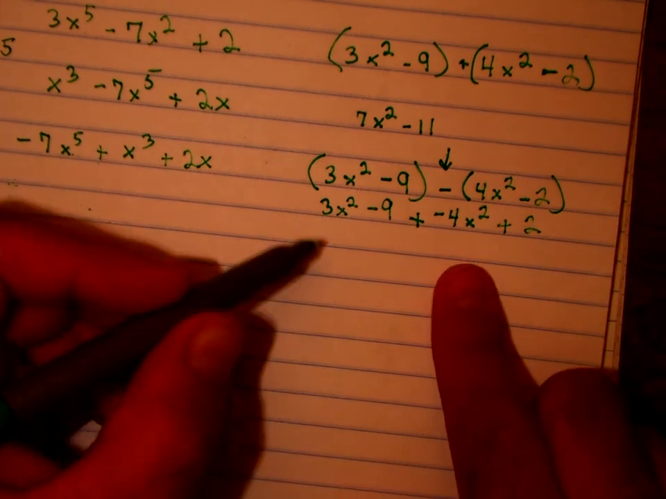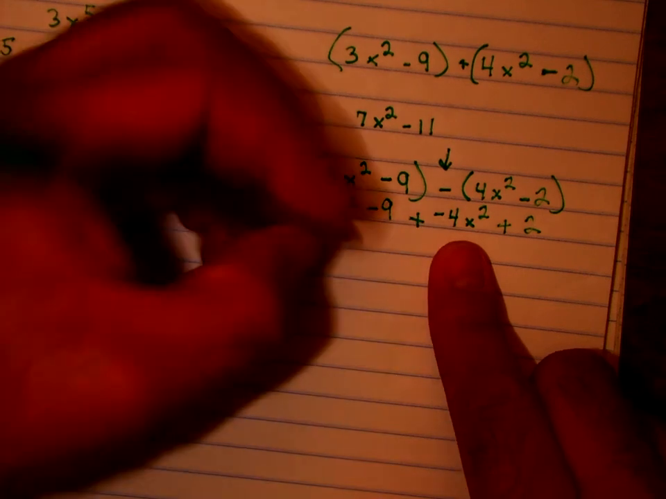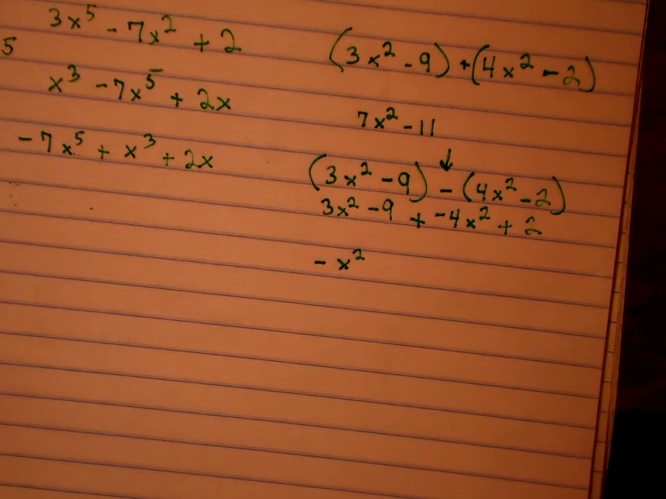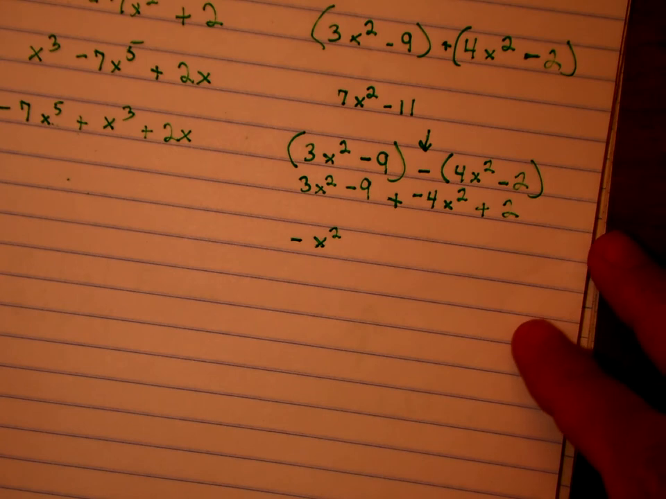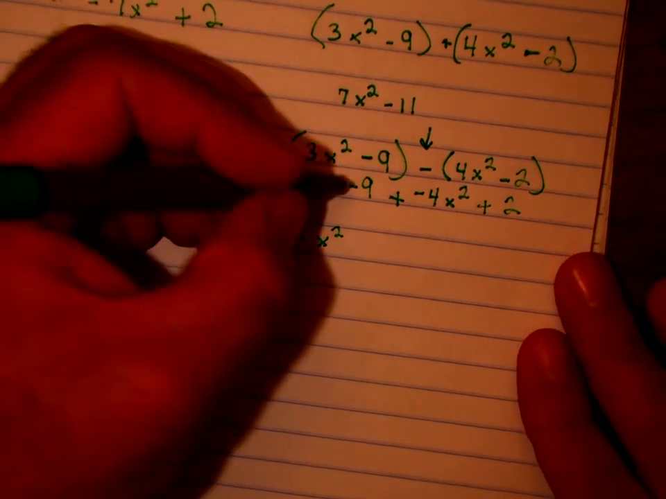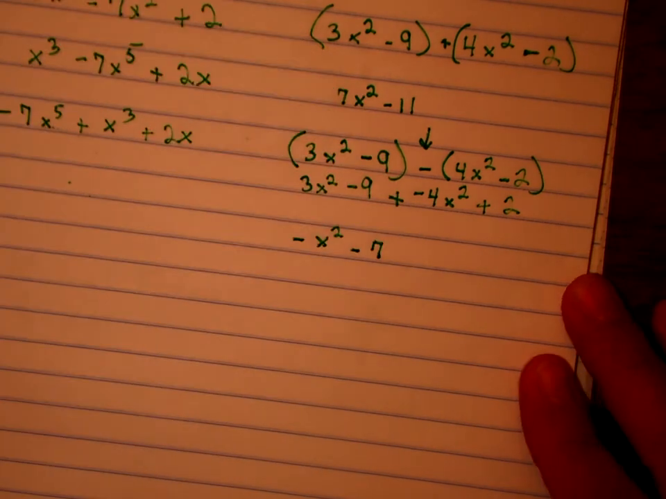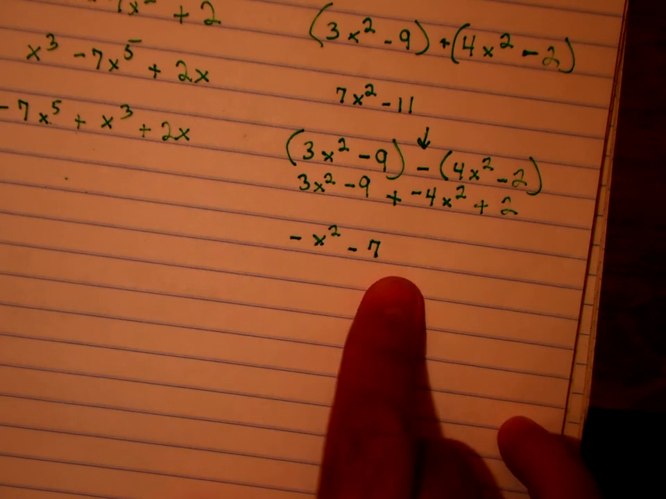So now I can go ahead and do my subtraction. 3x squared minus 4x squared is negative x squared. Now it's negative 1, but we don't write the 1, it's understood. And then the negative 9 plus 2 is negative 7. And our answer ends up being negative x squared minus 7.